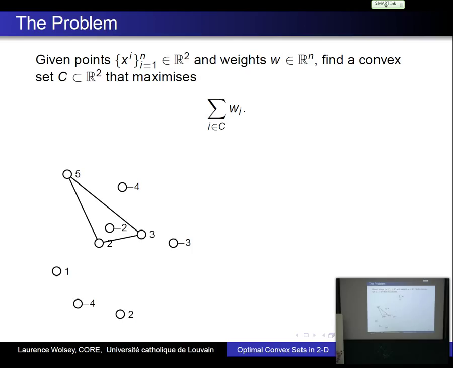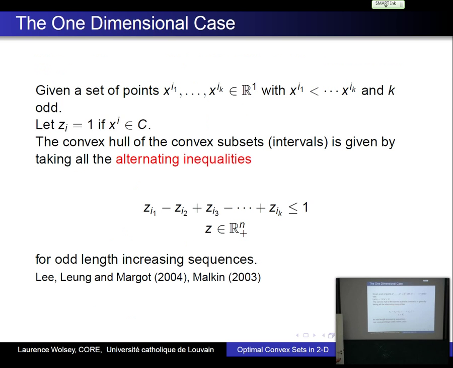It's known to be easy. And the question was, can we find a nice polyhedral description? That was a starting point, I guess, for the problem. In one dimension, it's trivial. You're given a set of points on the line. Take an increasing set of such points.